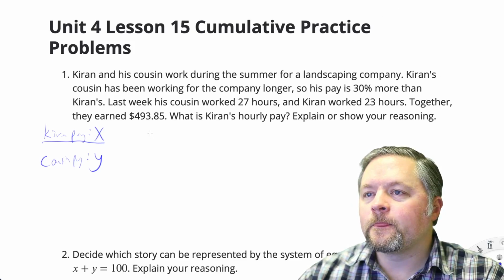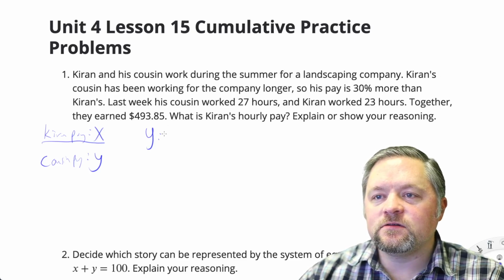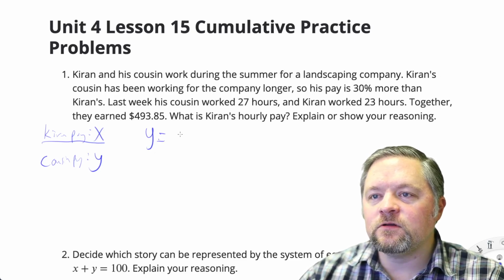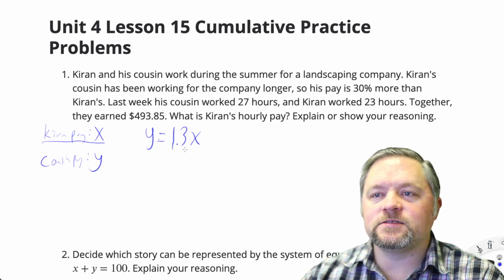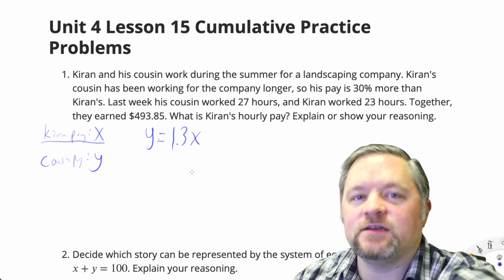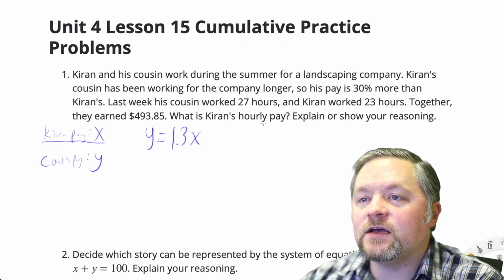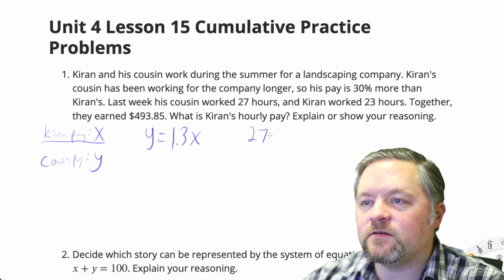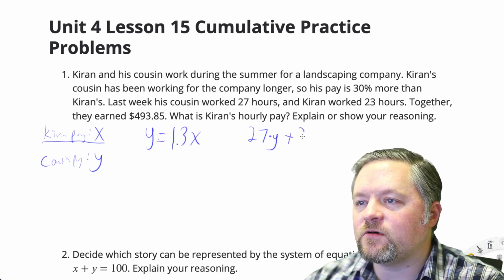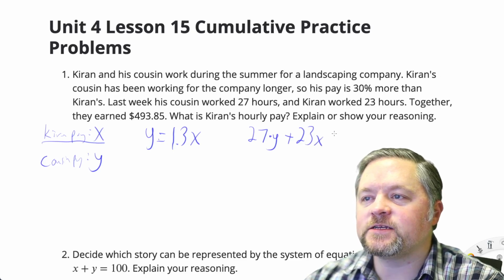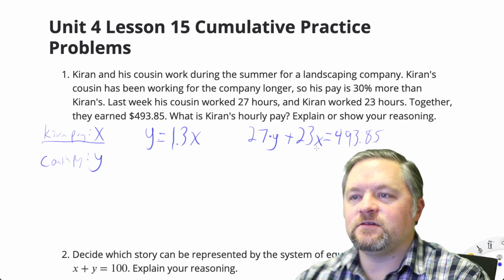Now, can we create some equations? Well, I know that the cousin's pay is 30% more than Kieran's. So Y, the cousin's pay, has to equal Kieran's pay, which is X, but it's 30% more, so 1.3x. Now, what else do I know? Well, the cousin worked 27 hours. 27 hours times the cousin's pay, and Kieran worked 23 hours times however much Kieran makes an hour, and together they earned $493.85.